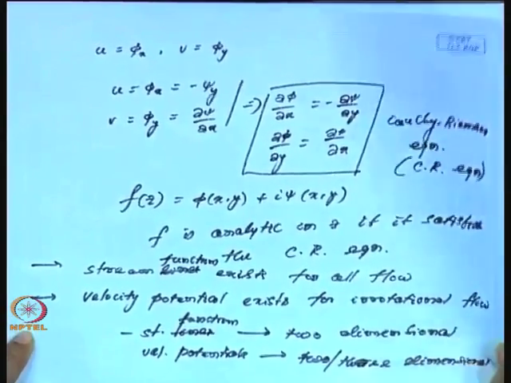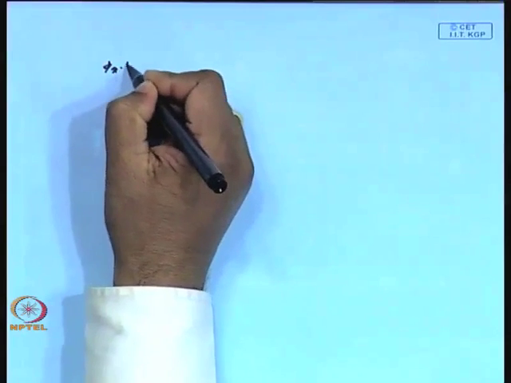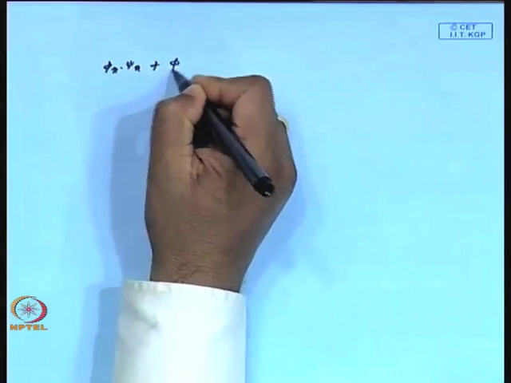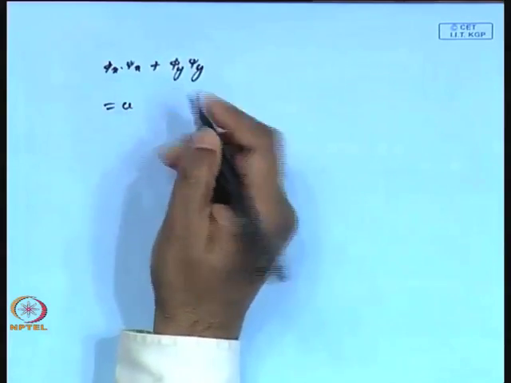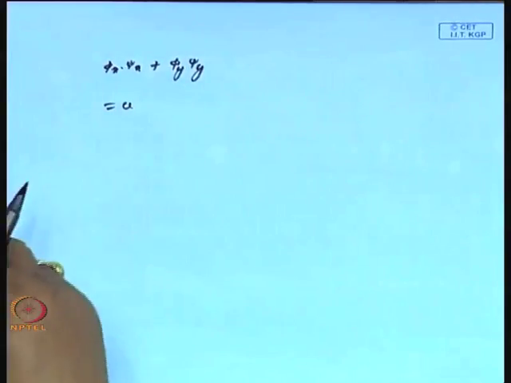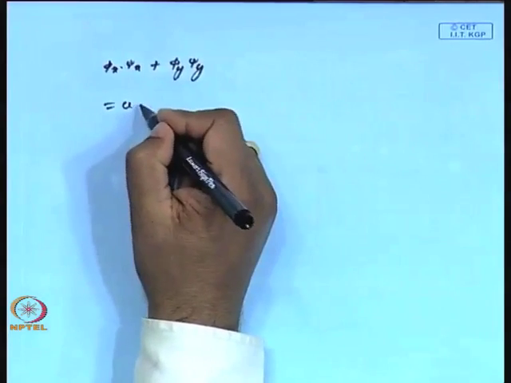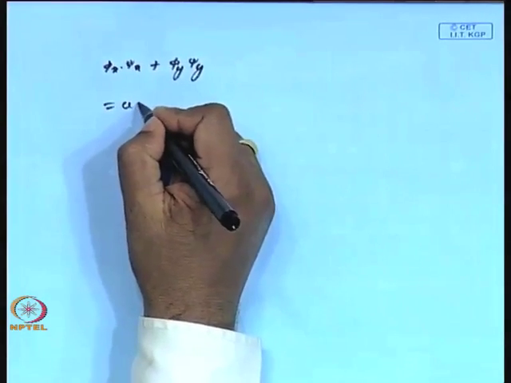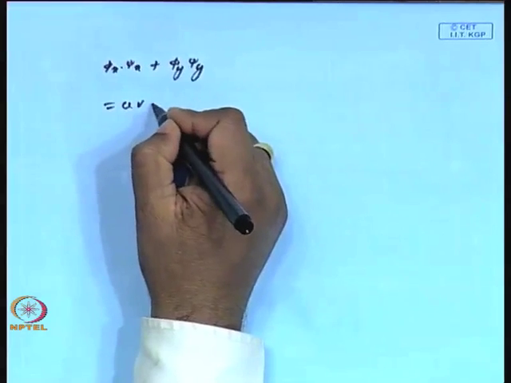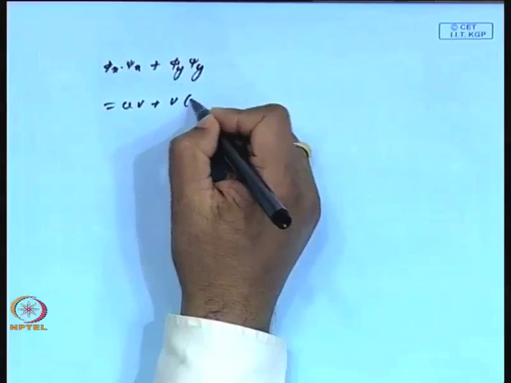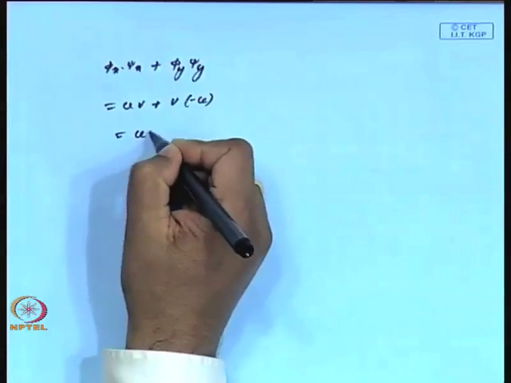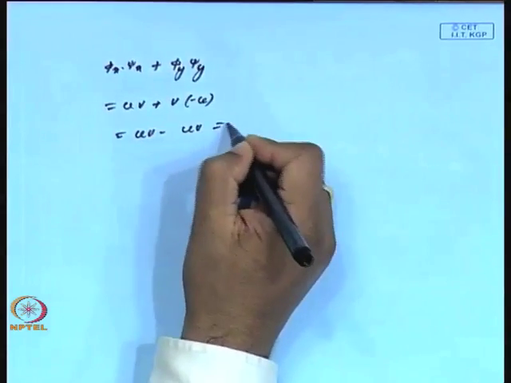Now, another thing here, what is another basic difference. Now, let us see what will happen to phi x psi x plus phi y psi y? This will give phi x is u, we have seen, and psi x we have seen is v, whereas phi y is v. We have seen psi y is minus u. So, this is same as u v minus u v, that is equal to 0.